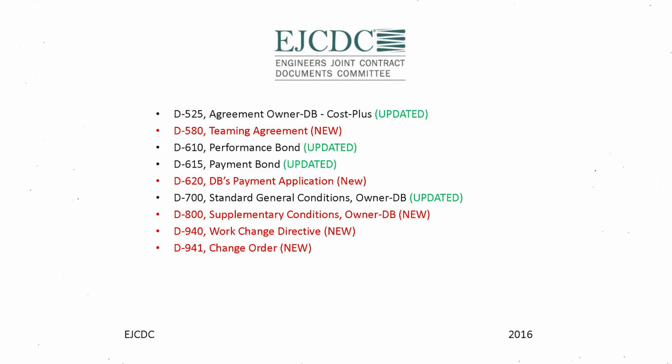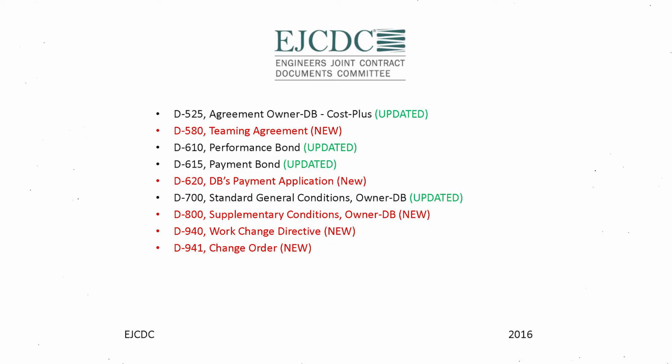One of the other new documents in this series is the teaming agreement, which is, I think, a very important document. During the proposal phases, there's often some engineering work that's required in the early parts, even before the proposal is submitted. This teaming agreement addresses some of the concerns voiced in the industry related to this pre-award work. We've also got a design builder's payment application, a supplementary conditions form, a work change directive form, and a change order form, all new.